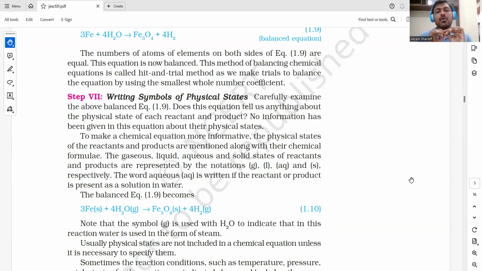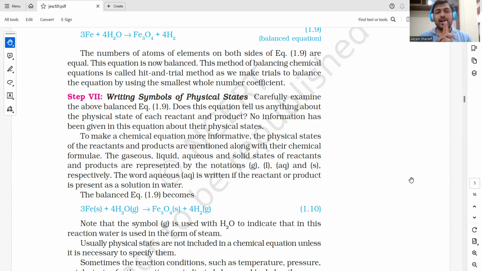To make the chemical equation more informative, the physical states of the reactants and products are mentioned along with the chemical formulae. The gaseous, liquid, aqueous, and solid states of the reactants and products are represented by: How will you represent a gaseous form? With a G. L is for liquid. Aqueous form is AQ. What is the difference between liquid and aqueous? Aqueous means it is dissolved in water. Liquid means it is in liquid form, that means it has been converted from solid to liquid. Iron liquid is different from iron aqueous solution. Iron aqueous solution means iron will be dissolved in water. And S for solid state respectively.